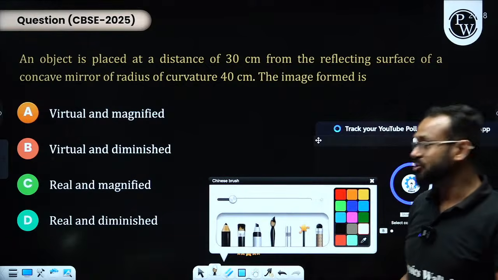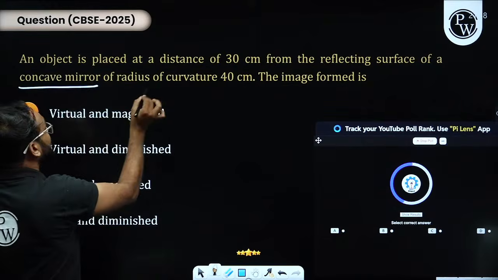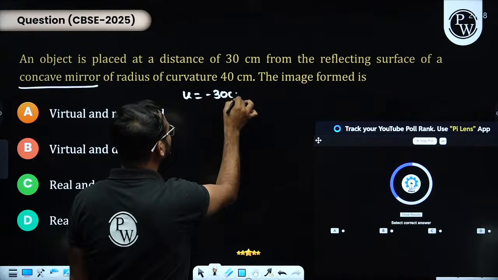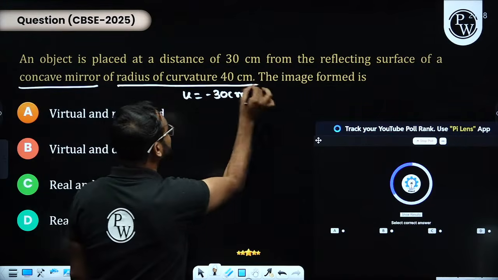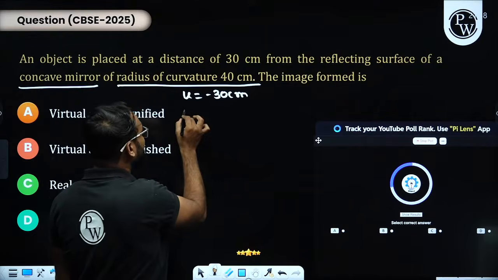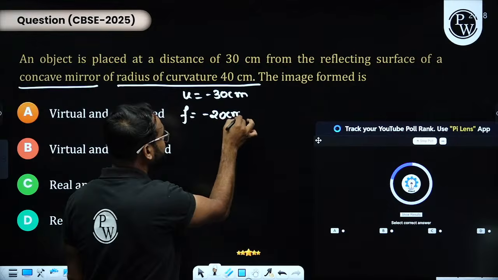How to analyze this question? Sir, it is a case of concave mirror. Object is placed, that means u is given as minus 30 centimeter. Radius of curvature is 40. That means focal length will be, sir, minus 20 centimeter.